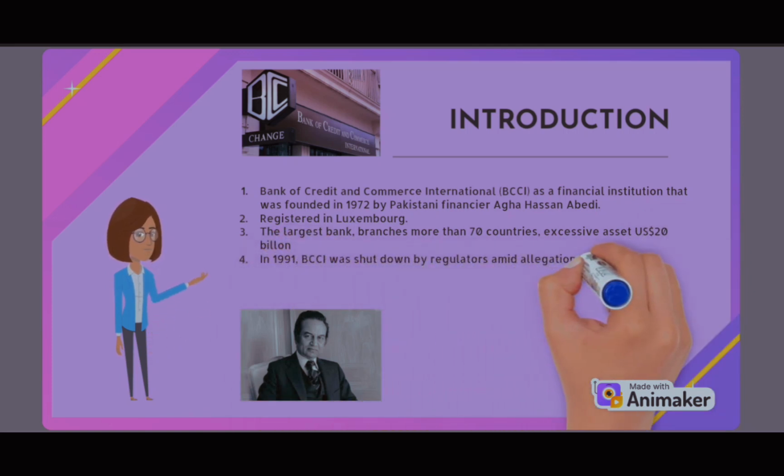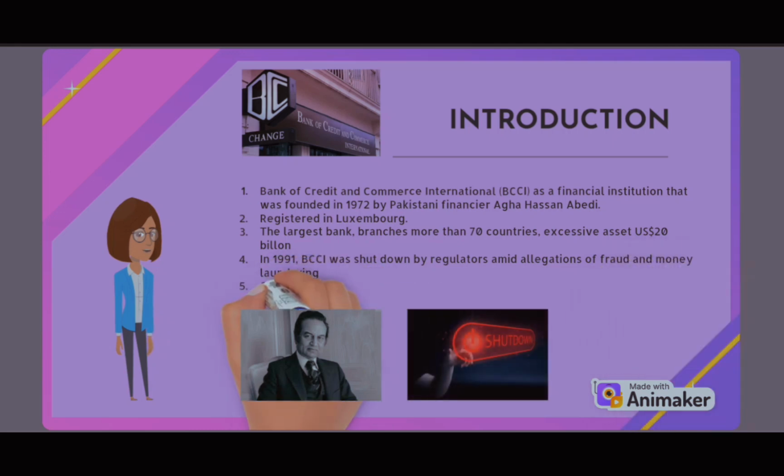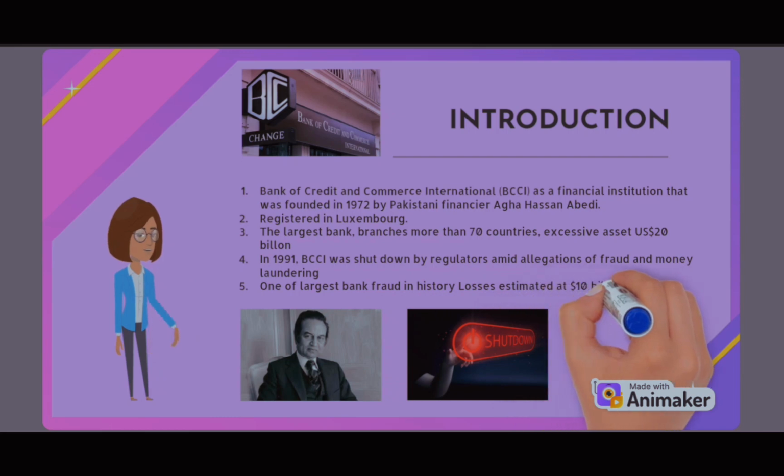However, in 1991, BCCI was shut down by regulators amid allegations of fraud and money laundering. The collapse of BCCI was one of the largest bank frauds in history, with losses estimated at $10 billion to $17 billion.